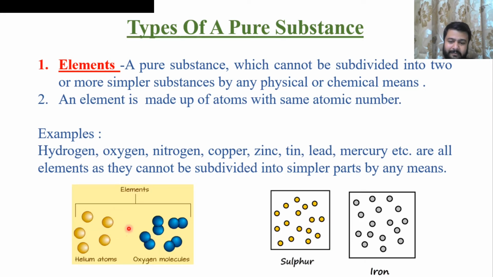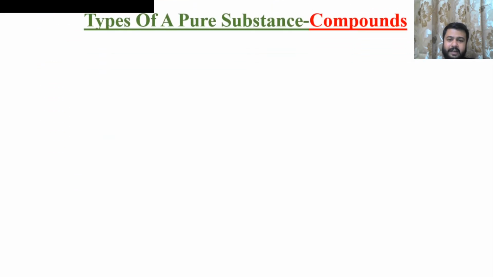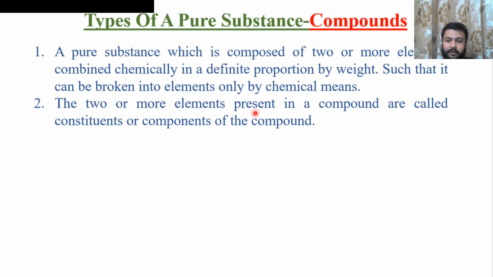Elements like helium and oxygen molecule. Oxygen will occur in a molecular form. For example, we have sulfur, we have iron. These all are elements. Second type is compounds. A pure substance which is composed of two or more elements combined chemically in a definite proportion by weight, such that it cannot be broken into elements only by chemical means.